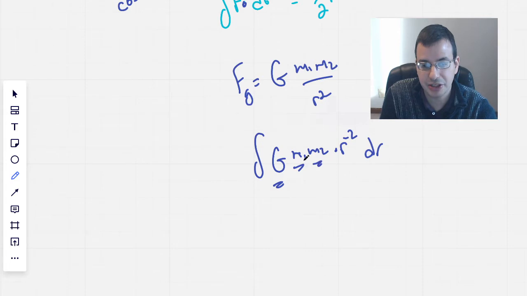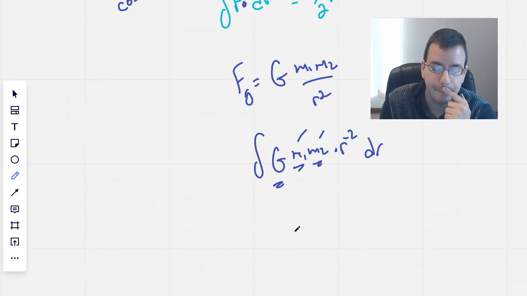Gravity, mass 1 and mass 2. This will be the satellite. That'll be the moon. Or we'll reverse it. We'll say it that way. That's good. Satellite, moon. Those will be constants, so we can pull them out.